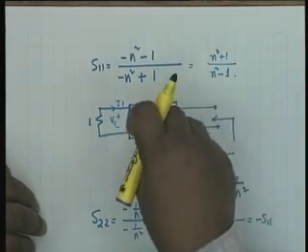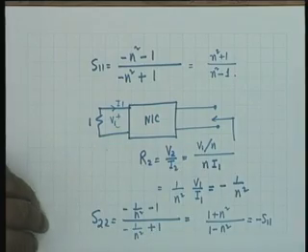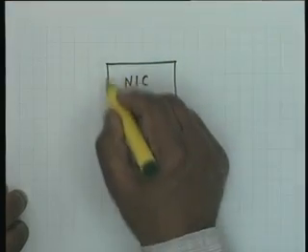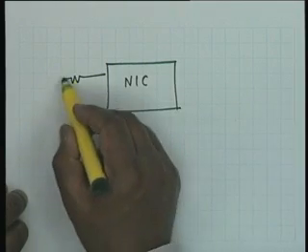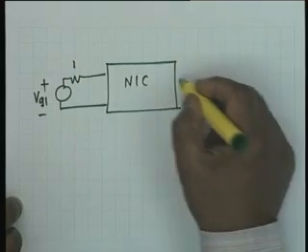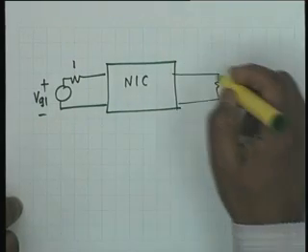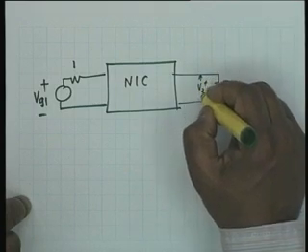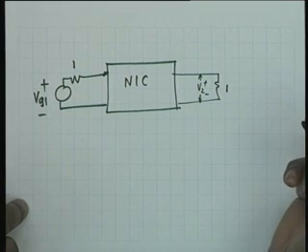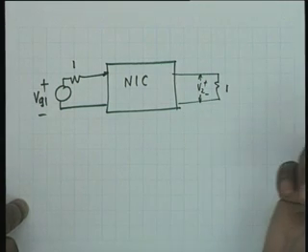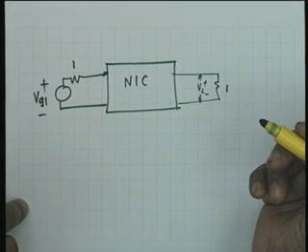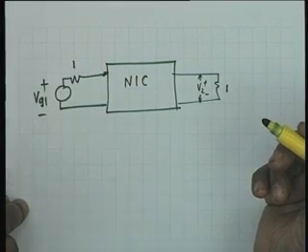Now let's look at S21 and S12. We have the NIC. For S21, we have to connect a source Vg1, 1 ohm, terminate in 1 ohm, and this is V2. Okay, how do I proceed now? I proceed in the same manner. No, I don't go that way. There is a simpler way. All we have to calculate is V2. That's right, I calculate V1.